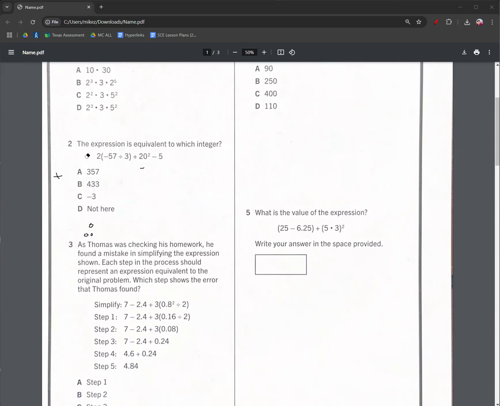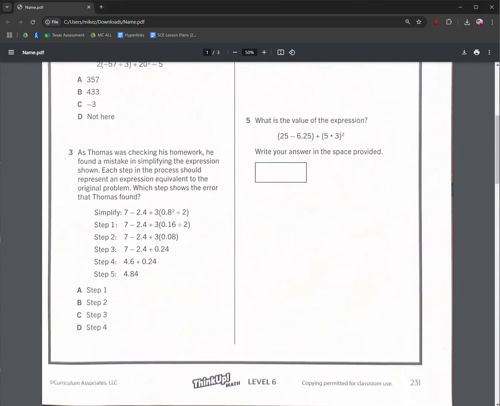This is kind of like more of a word problem, but pay attention to what it's really asking you to do, right? So this question says, as Thomas was checking his homework, he found a mistake in simplifying the expression as shown. Each step in the process should represent an expression equivalent to the original problem. Which step shows the error that he found, right? So it says to simplify this problem.